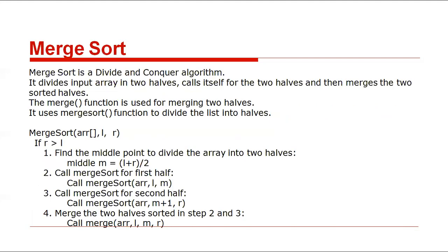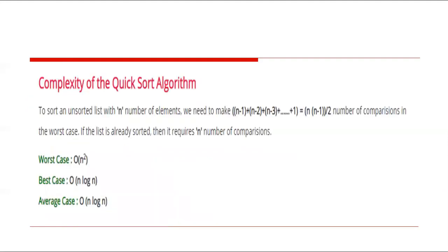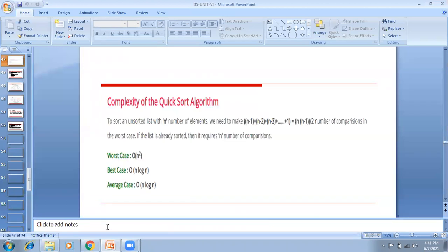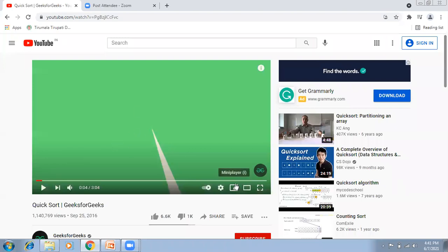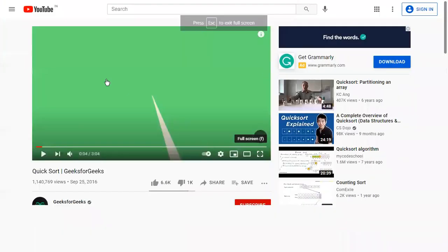Okay. Before going to discuss the merge sort algorithm, I will show the quicksort animation, all of you.